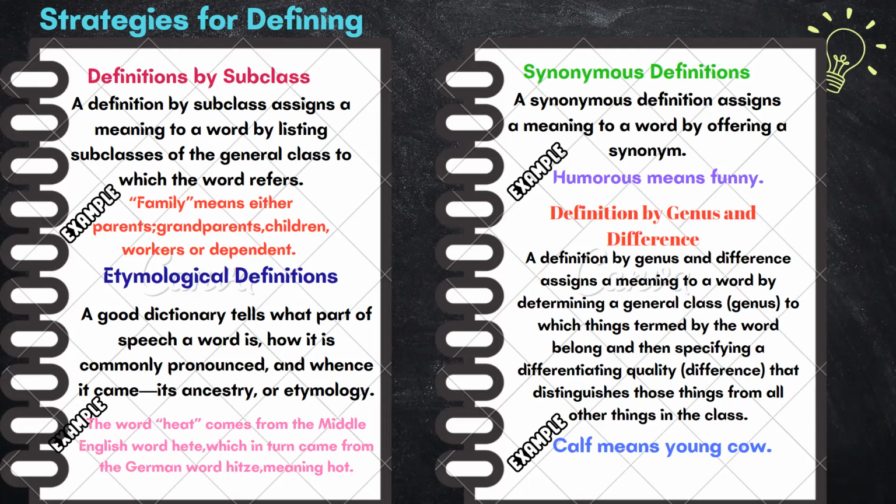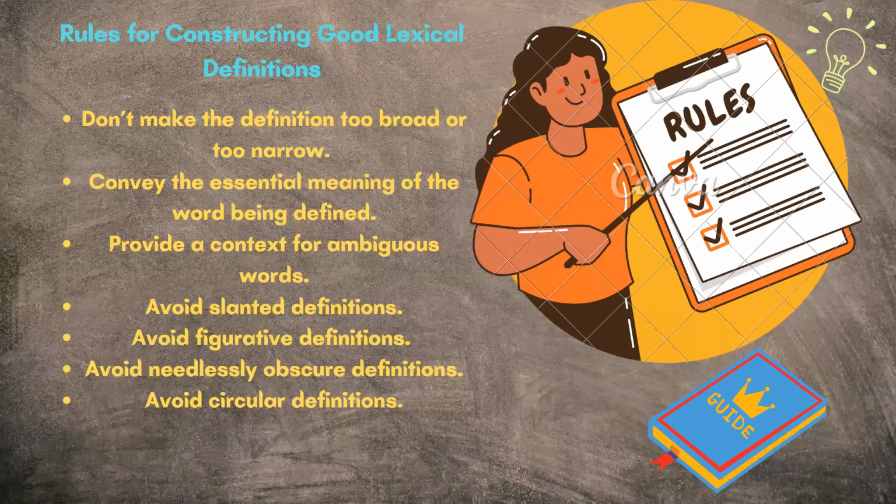And the other one, definition by genus and difference. Definition by genus and difference assigns a meaning to a word by identifying a general class to which things named by the word belong, and then specifying a differentiating quality that distinguishes those things from all other things in the class. And there is an example, calves. Calf means young cow. We can say, let's move.